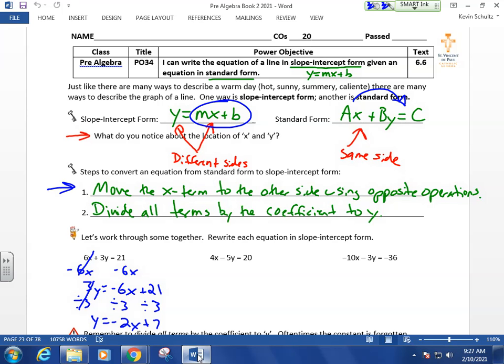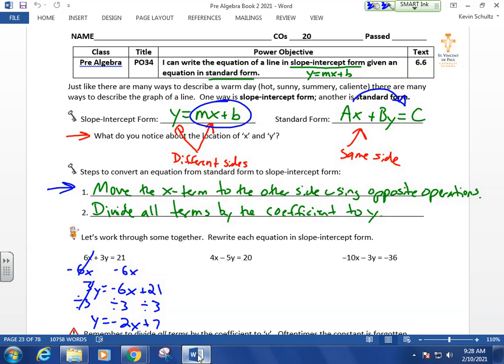The first step was to move the x term to the other side using opposite operations. So 6x being the x term, and since it was positive, to move it over, we would have to subtract 6x from both sides. Okay, so in this next one here, with a positive 4x, what would our first step be? Subtract 4x from both sides.